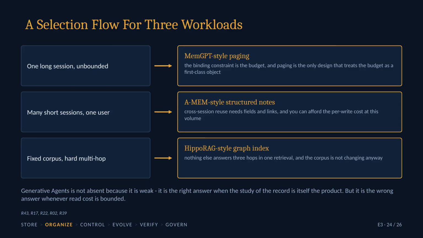And generative agents is missing from that list, which needs explaining rather than glossing. It is the right answer when the record itself is the product, a simulation you intend to study. It is the wrong answer whenever read cost is bounded.